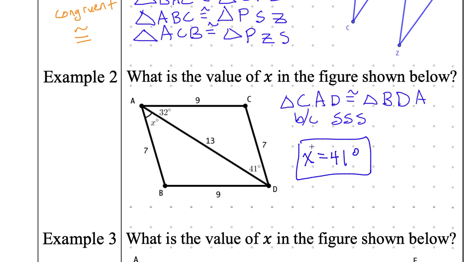You can just say, okay, I can kind of see by alternate interior angles, this angle and this angle are going to match up, and then you're done. Yeah, it's 41. But you do need to make sure that they are still the same triangles. They are congruent triangles. All right, let's move on to the next one.